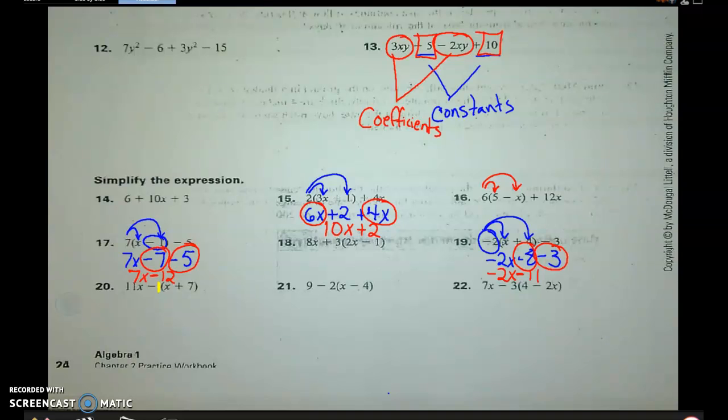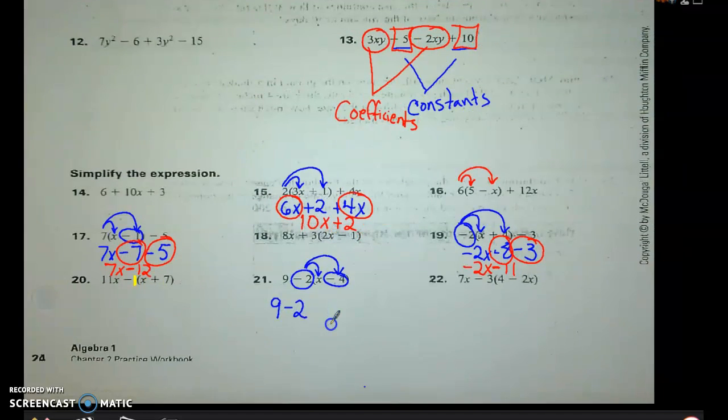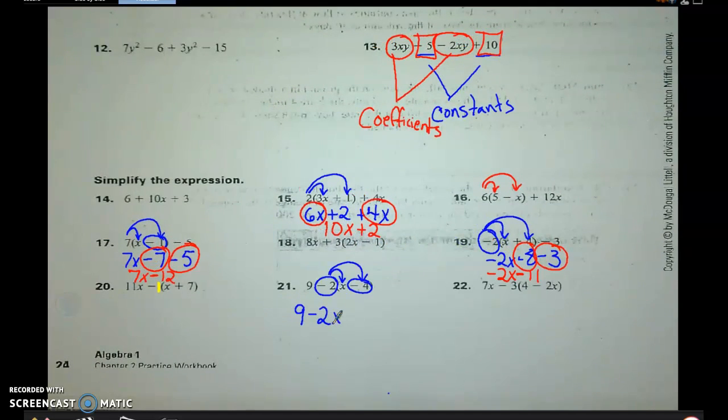Now let's look at 21. Number 21, we have that negative 2 that's got to distribute. Negative 2 times x, negative 2 times that negative 4. So I'm going to bring down my 9. Then I've got negative 2 times x is negative 2x. Negative 2 times negative 4 gives me a positive 8.